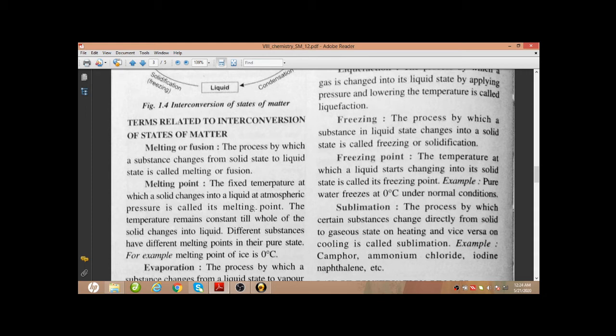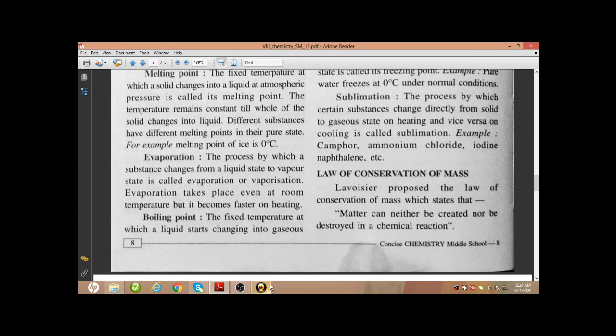This melting point is fixed for a particular substance when atmospheric pressure is fixed. At atmospheric pressure only we measure the melting point or boiling point. So this temperature is fixed for a fixed substance. For ice, the melting point is 0 degree centigrade.